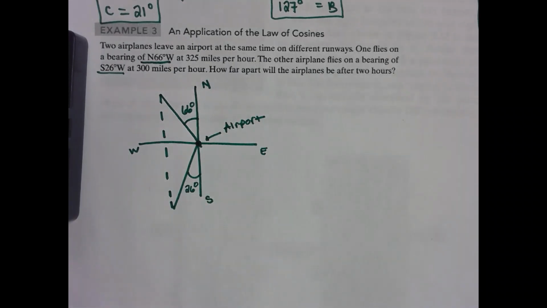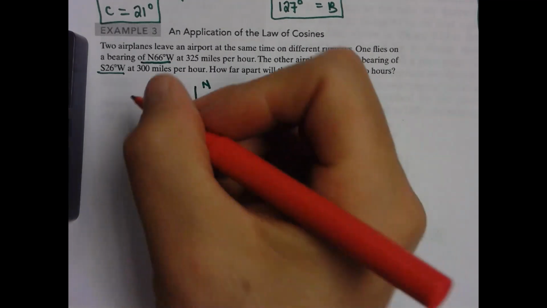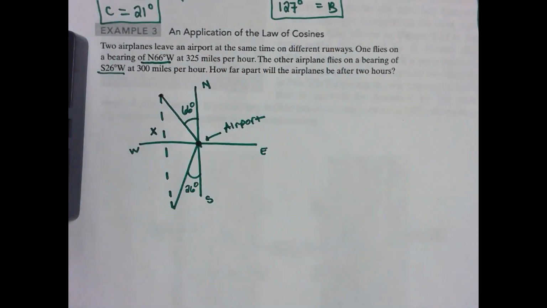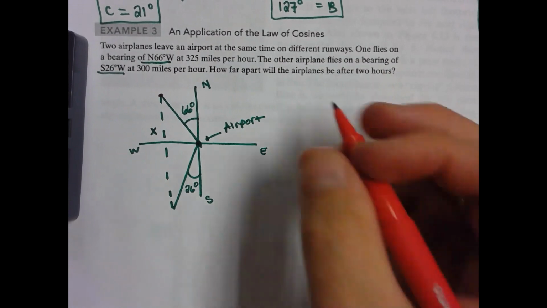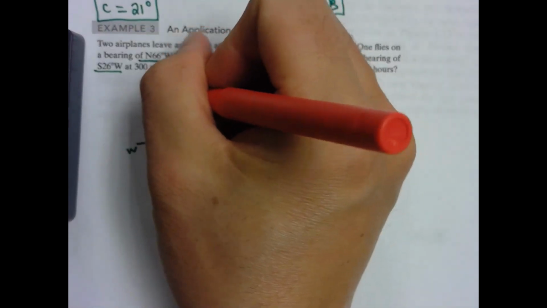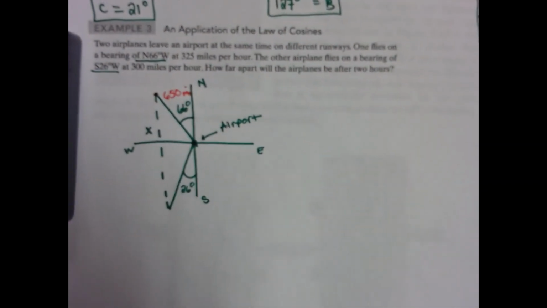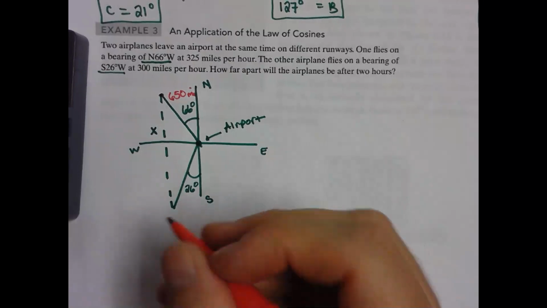Okay, so that's the bearings part, and by drawing this diagram, we know that we're going to find this side length x, but we need a couple things to be able to figure that out. First thing is, airplane 1, if it travels 325 miles per hour, how far will it have gone in 2 hours? 650, okay, good. Just multiply it by 2, which means that airplane 2 has gone 600 miles.